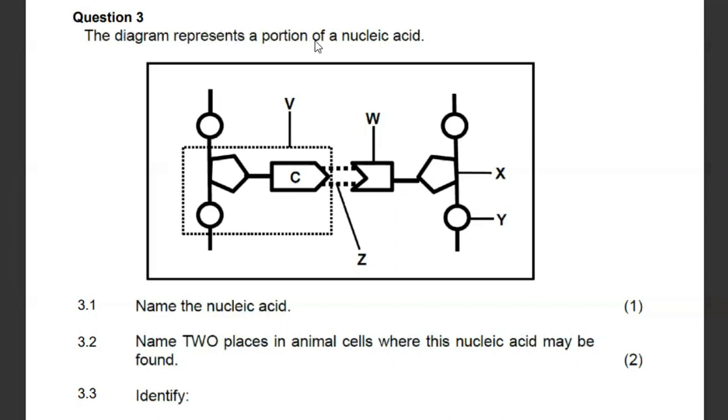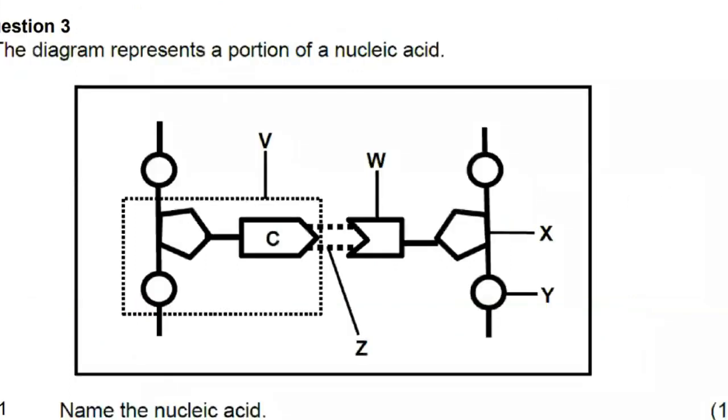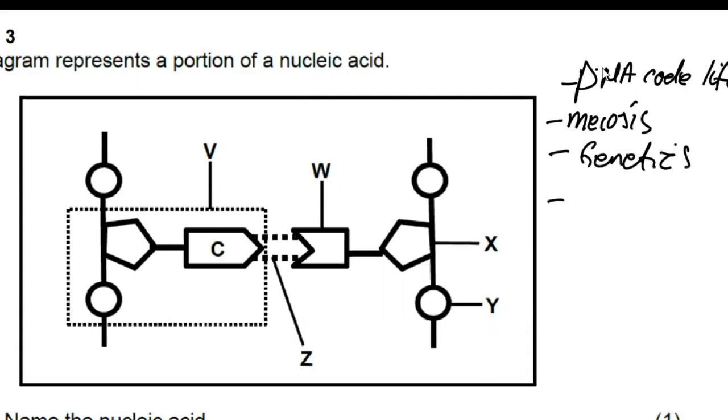Let's start with question three. The diagram represents the portion of nucleic acids. Before I start this, don't forget that we have specific topics which we are supposed to look at in paper two. The first topic is DNA code of life. The second topic is meiosis. The third topic is genetics. The fourth topic is evolution, both evolution in natural selection and human evolution. So it means that these are the topics which are being set in paper two. So when you are reading, you must focus on these four or five topics. So we're going to look at all questions, and then the most likely examinable questions you most likely find in your paper.